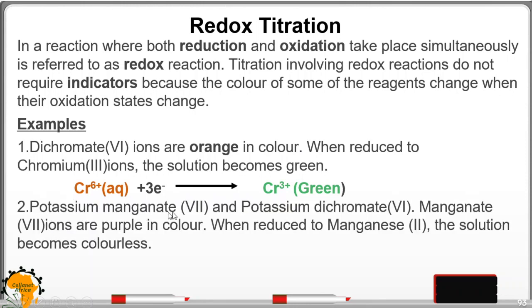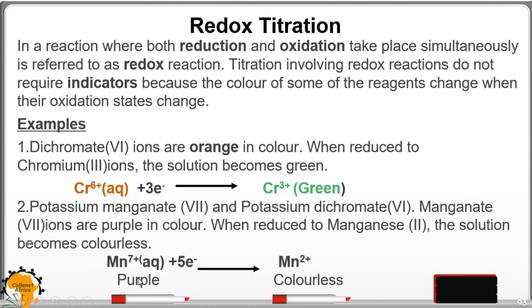In potassium permanganate(VII) and potassium dichromate(VI), permanganate ions are purple in color. When reduced to manganese(II), the solution becomes colorless. Manganese(VII) is purple, and then manganese(II) is colorless.